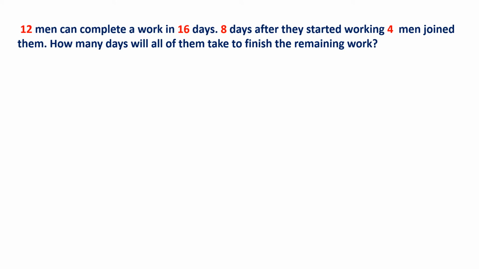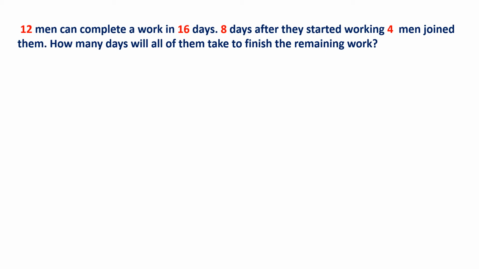That's so simple. So students, let us now solve a problem that I have taken from your previously assigned homeworks, and I think this one is a little bit complicated for most of you. We first need to understand the question. Okay, so 12 men can complete a work in 16 days. 8 days after they started working, 4 men joined them. That means for 8 days they worked, right? So 4 men joined them. How many days will all of them take to finish the remaining work?